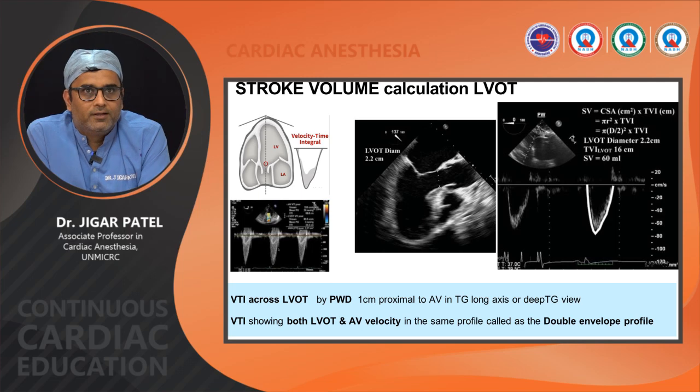After calculating the cross-sectional area, you have to calculate VTI. For the VTI of the LVOT, you have to take pulse wave Doppler across the aortic valve and just 1 centimeter proximal to the aortic valve in the deep transgastric long axis view. You can measure LVOT VTI. Similarly, you can measure both LVOT and aortic valve velocity simultaneously, and as you see in the image, you get a double envelope profile.